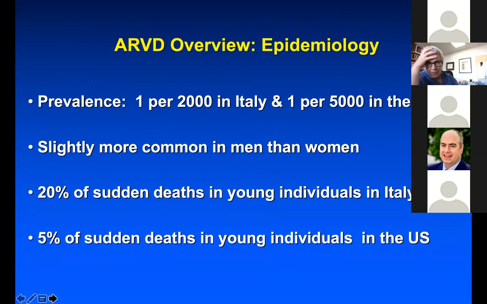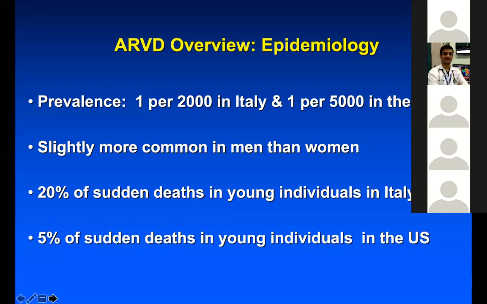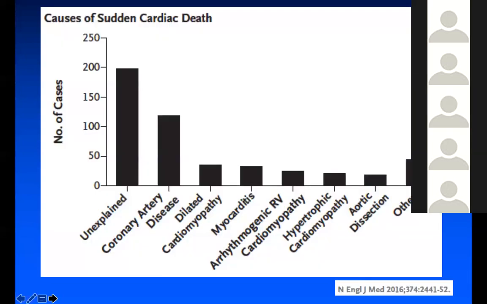So it's a pretty rare condition. We say it's 1 per 5,000, but where that number comes from, it's really picked out of a hat. I think it's sort of made up. But the point is, if hypertrophic cardiomyopathy is 1 per 500, this is about 10 times less common than HCM. It's slightly more common in men than women. Men do worse than women because testosterone's a bad actor. We'll get to that. It accounts for about 20% of sudden deaths in Europe and about 5% in the US. It's about the number 3 or 4 cause of sudden death in young people.